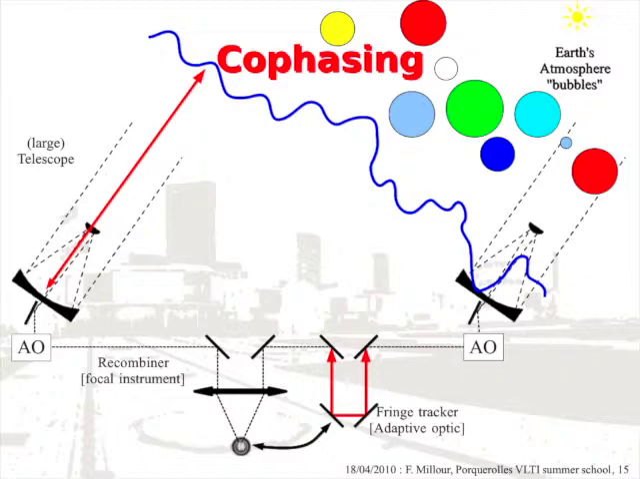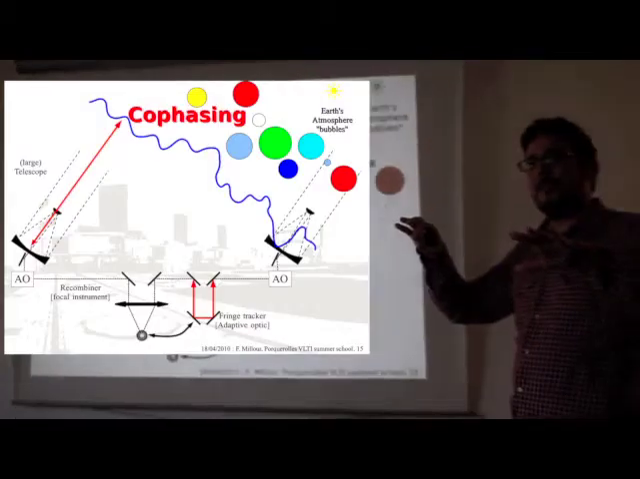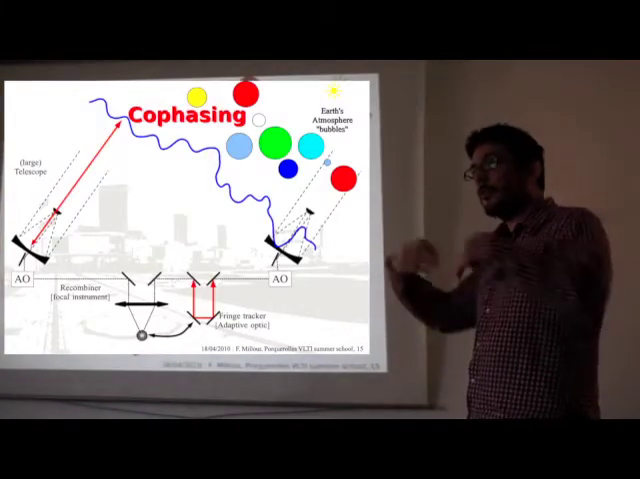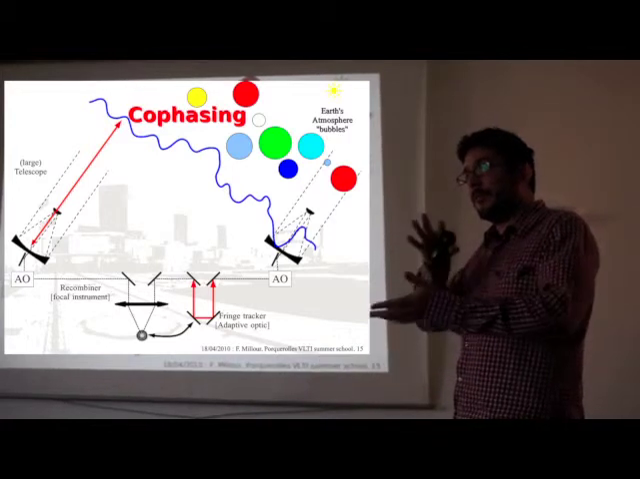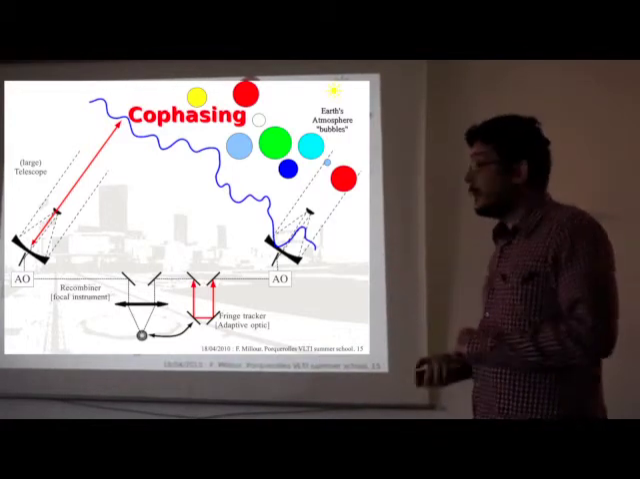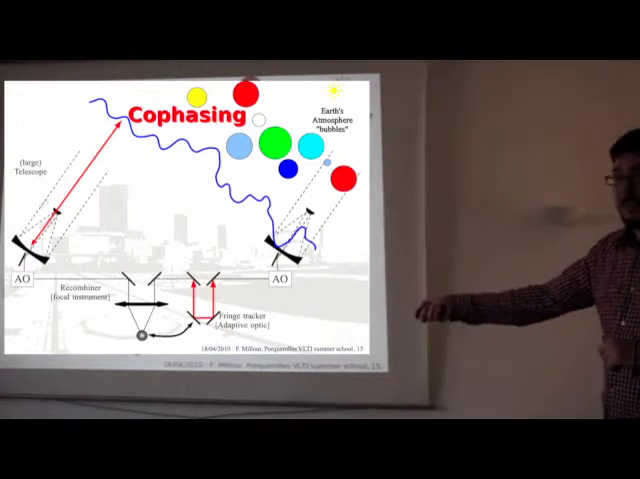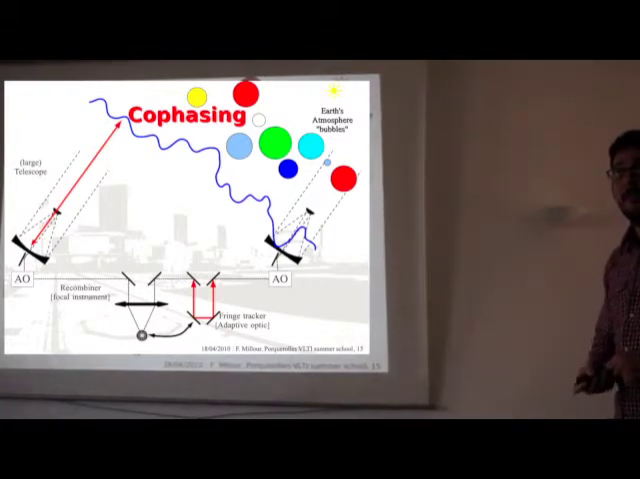So one way to overcome this is to use what we call a fringe tracker. It's a feedback loop between the fringe measurement and the delay line to stabilize the fringes. And if you use large telescopes, you also have the problem that on each telescope, this corrugated wavefront also affects your single telescope. So you also need adaptive optics to correct for this in each telescope.